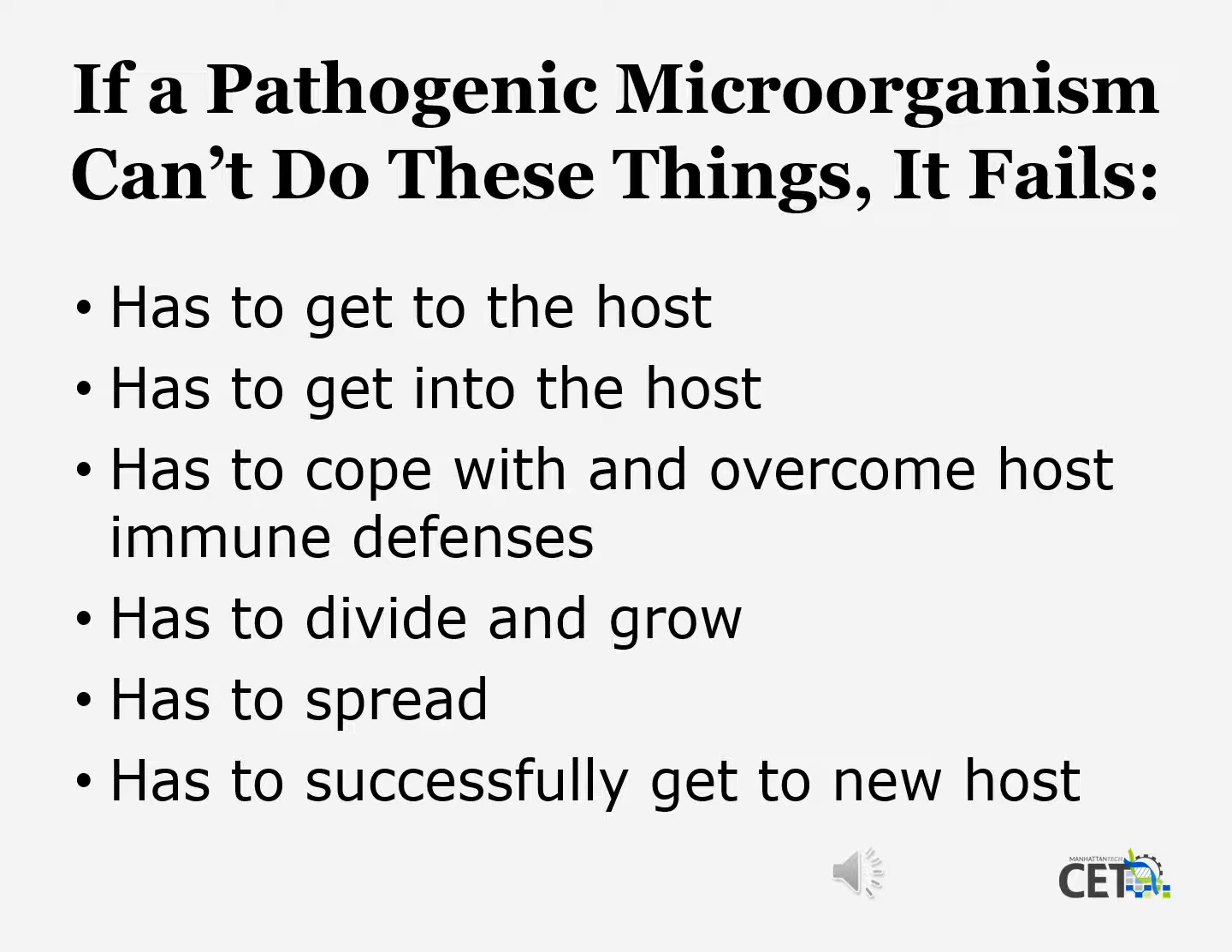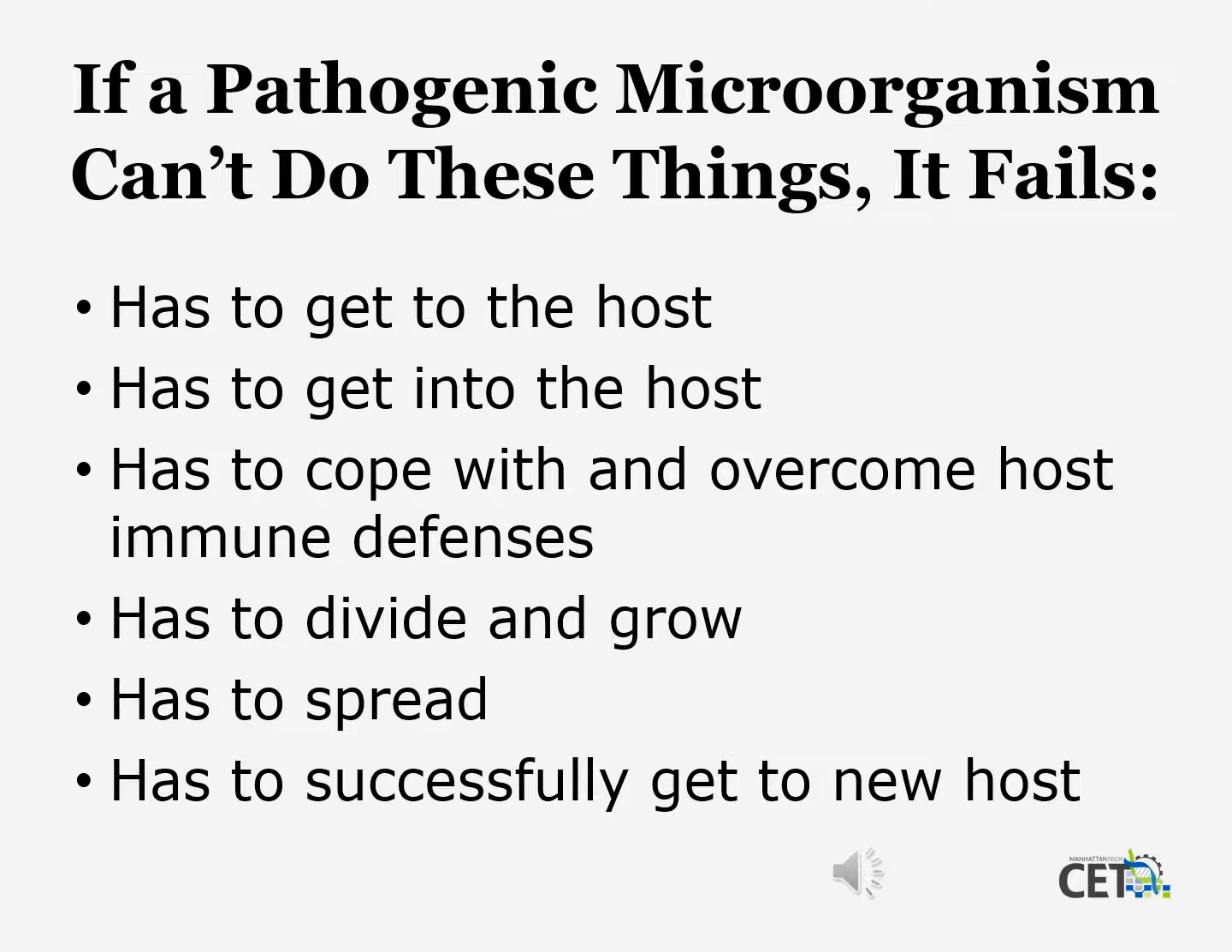So there are some criteria for the successful pathogenic microorganism. It has to get to you. In other words, there has to be a successful mode of transmission. It has to infect you, so it has to get into your system or contaminate your skin. It has to overcome your immune system so that you become sick. One cell, or probably even a colony of pathogenic microorganisms, is not going to make you sick. It has to be able to divide and grow to cause illness. And then it has to spread, and honestly, it has to be able to move to a new host to be considered a successful pathogenic microorganism.